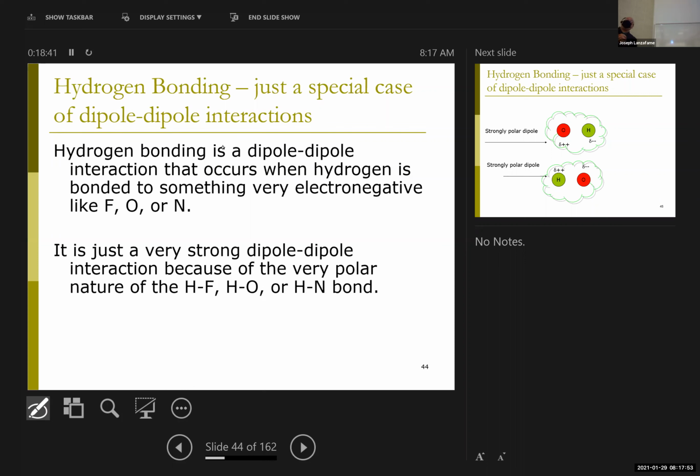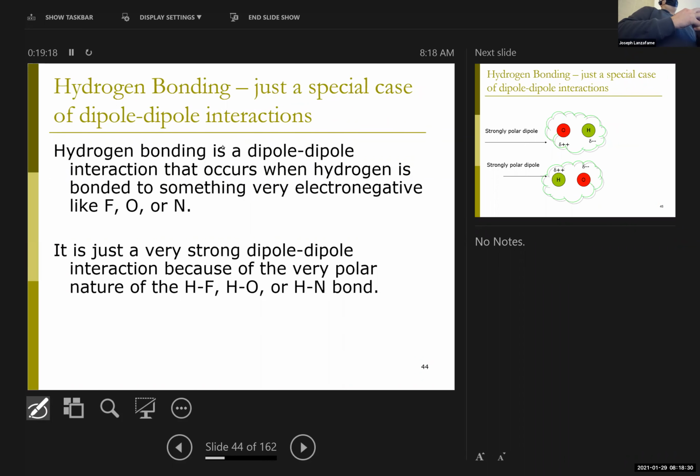necessary, but not sufficient, because I also have a size issue. Fluorine, oxygen, and nitrogen are similar in size to hydrogen. Bromine is much bigger. And so it's a very, very limited set of bonds that display hydrogen bonding. As I like to remember it, or as I like to try to get you to remember it, hydrogen bonding is fun, F-O-N, or I guess you could call it phone.